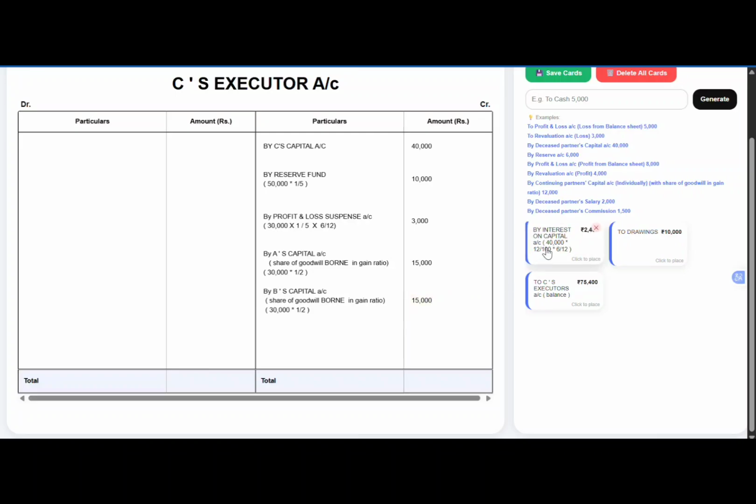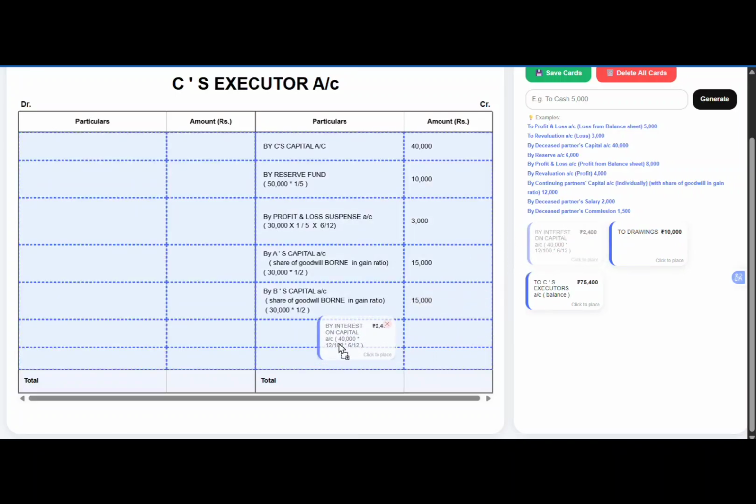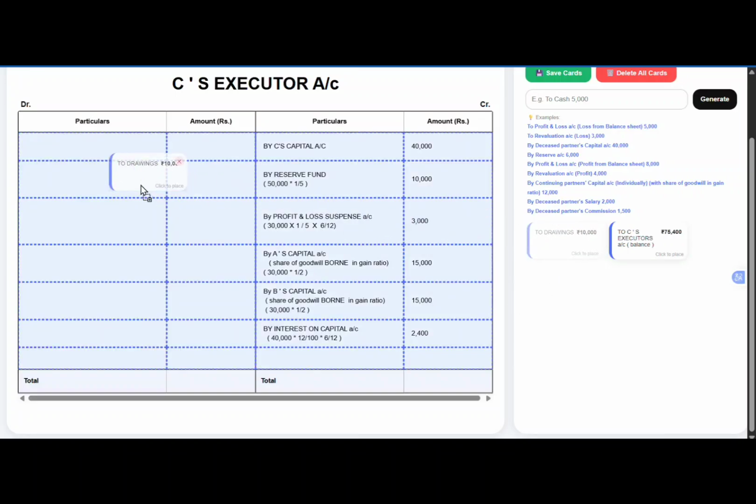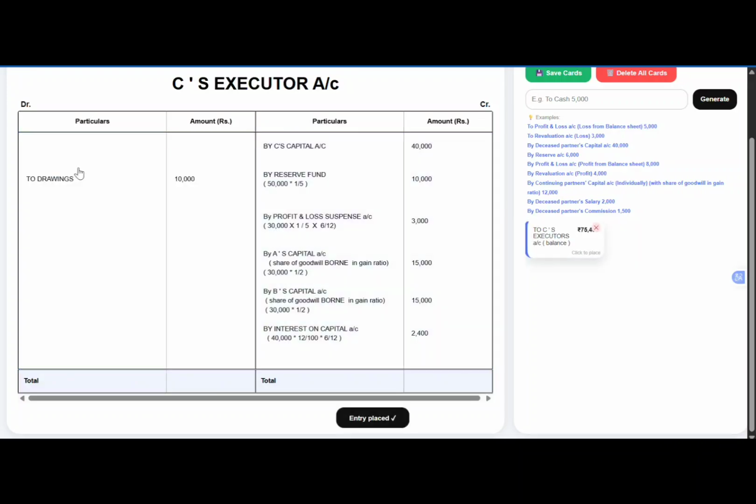So interest on capital is the amount which has to be provided for the deceased partner's executor. It will appear on the credit side as by interest on capital, that is 40,000 into 12 by 100 into 6 by 12, that will be 2,400 on the credit side. Now, the deceased partner had also made drawings. So the drawings will appear on the debit side of the executor's account. To drawings, which is directly given up to the date of death, 10,000.